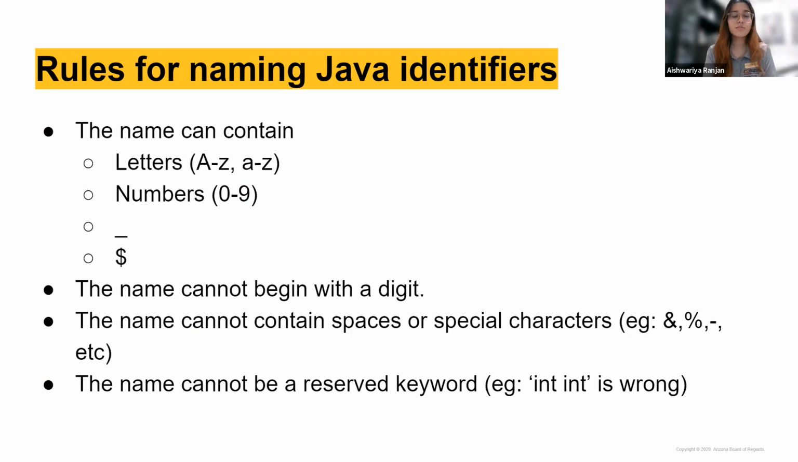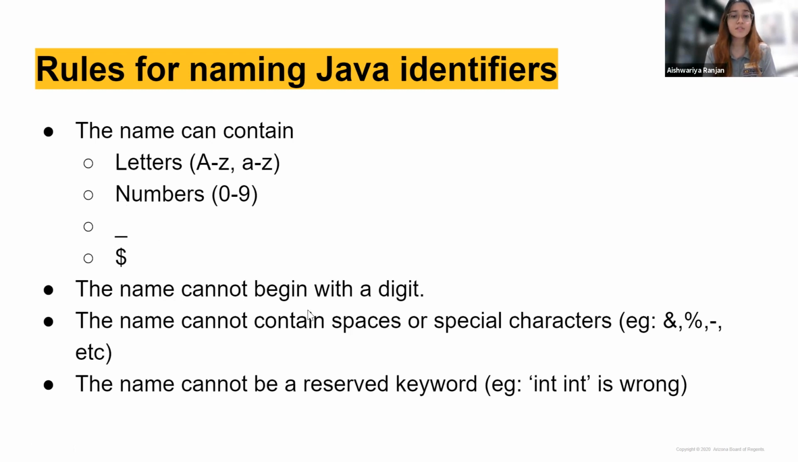So we have specific rules for naming Java identifiers. Identifiers are basically any name in Java, it could be a name of a variable or a method or a class or anything. So rules to name them, the name can contain a letter. It could be capital A to Z or small a to z. It could have numbers. It could have an underscore or a $ sign. Keep in mind, a name cannot begin with a digit, and it cannot contain spaces or special characters. Any special character other than an underscore or $ sign will lead to an invalid name.